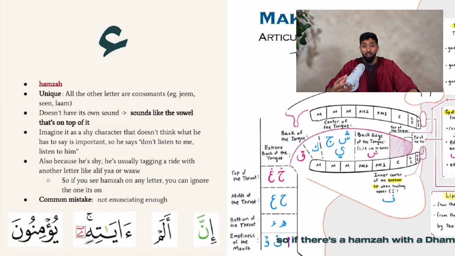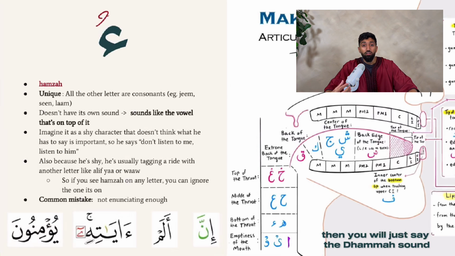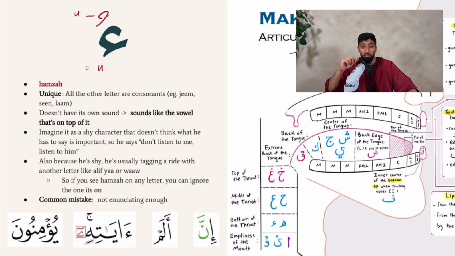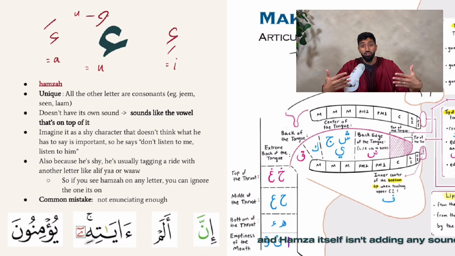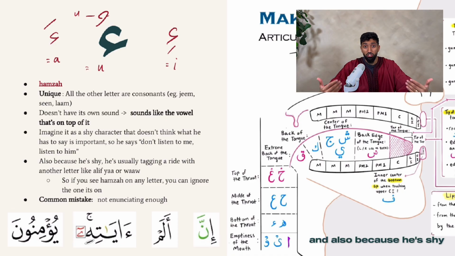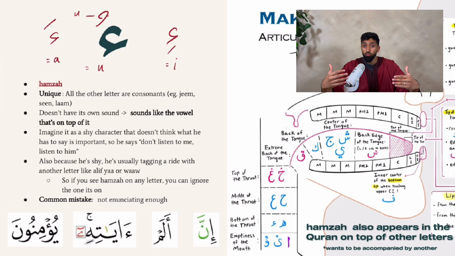So if there's a Hamza with a dhamma, then you will just say the dhamma sound, the u sound. So Hamza, dhamma, u. Same thing with kasra, Hamza, kasra, i, and then Hamza, fatha, a. So you can see, those are just the sounds of the vowels themselves, and Hamza itself isn't adding any sound to that. And also because he's shy, Hamza also appears in the Quran on top of other letters.